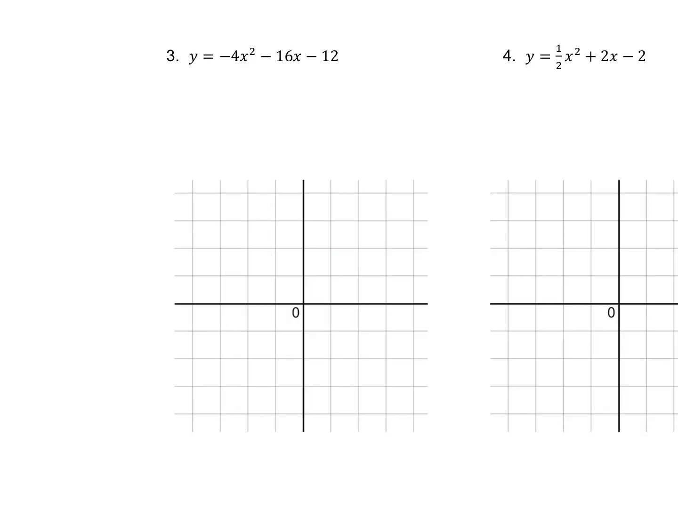All right, so one more. So we are going to move the 12. So y plus 12 equals. We are going to factor out the negative 4. Yes, we have to bring the negative with it because we want x squared to be a positive 1. So we have x squared. Negative 16 divided by negative 4 is positive 4x. And then I do my plus blank, plus blank.